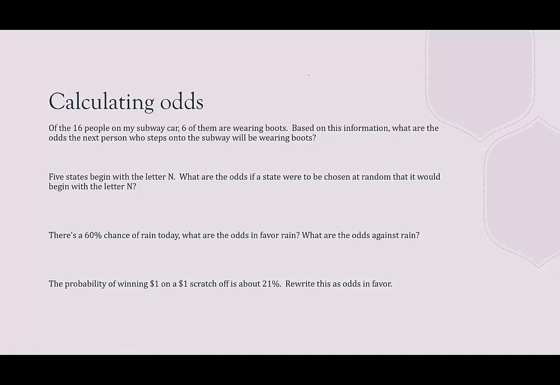First up, we have 16 people on my subway car. 6 of them are wearing boots. Based on this information, what are the odds the next person who steps onto the subway will be wearing boots? So we're going to use this empirical probability here. The probability of someone wearing boots is 6 out of 16, 6 being our favorable outcomes. And then we want to figure out how many unfavorable. That would be the complement, right? So if there's 6 who are, then 10 are not. And that would be the unfavorable in this case.